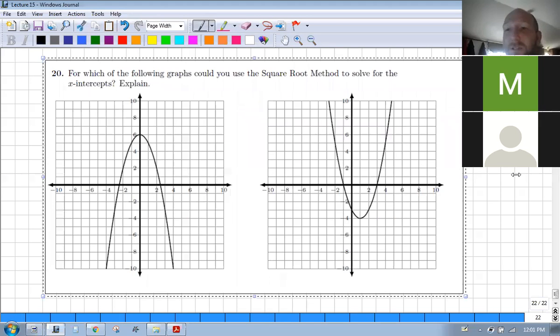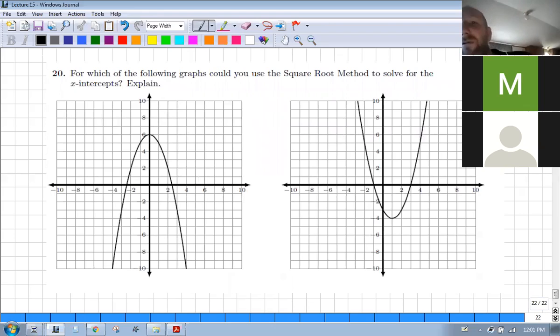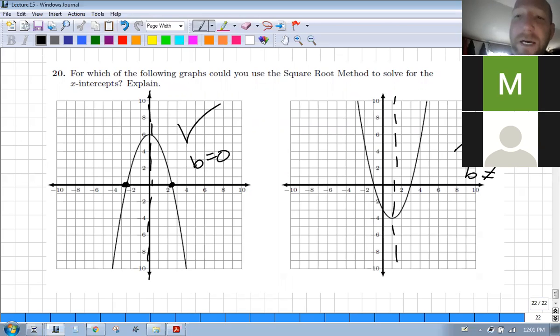For each of these graphs, when can you use the square root method? This one on the left is symmetric about the y-axis. Your x-intercepts are symmetric. So this one you can. This one you cannot. This one over here is not symmetric about the y-axis. This one b is 0. This one it is not. That b is what shifts your parabola left and right.